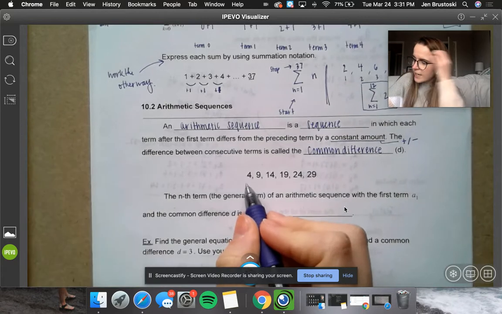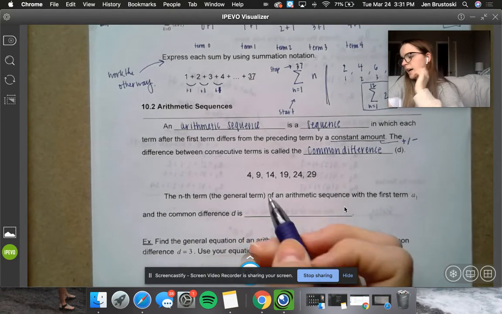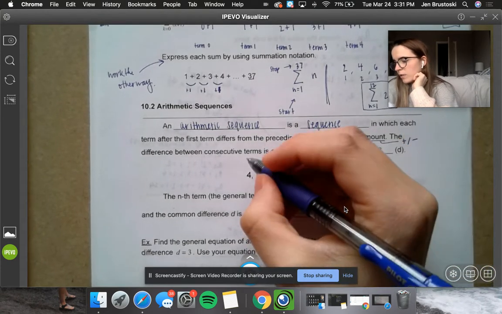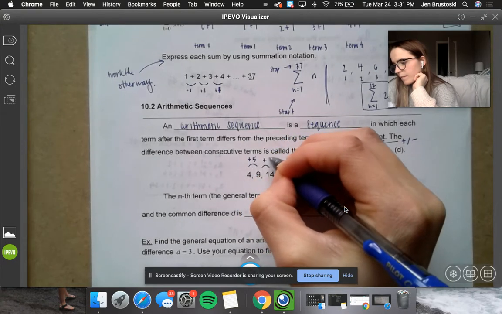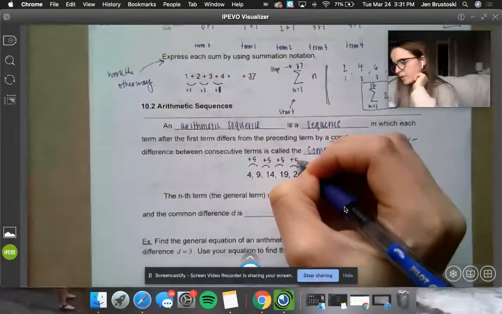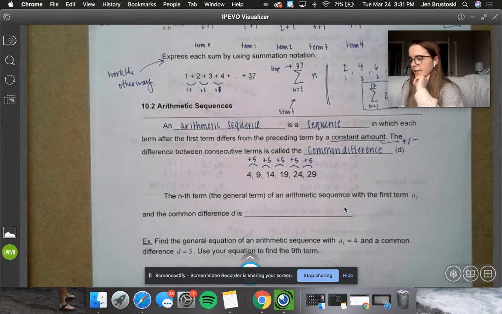So here we have a finite arithmetic sequence: 4, 9, 14, 19, 24, 29. And you'll notice we jump by 5 each time. I'm writing this all out for a reason. I'll show you in a second. Okay, so we add 5 each time.